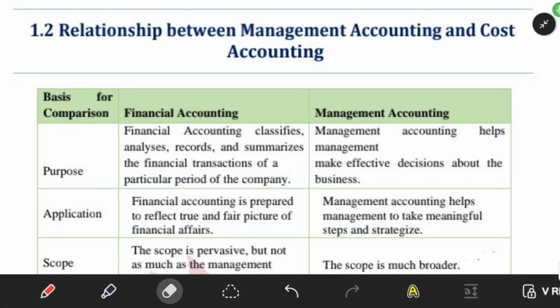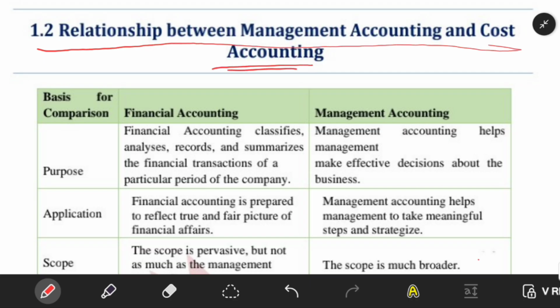Next is the relationship between management accounting and cost accounting. It's financial accounting. And it is very, very important for the exam. 7 marks. Okay.